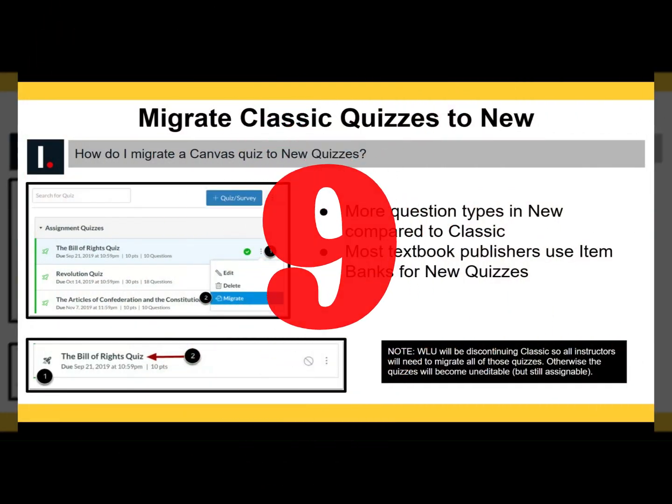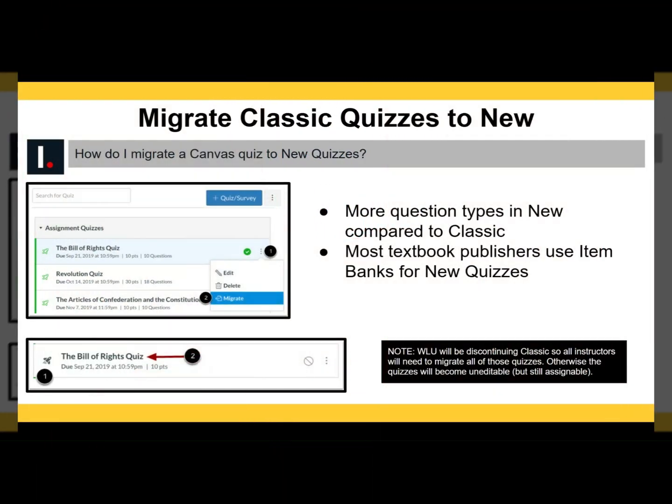Classic Quizzes is an older tool within Canvas that West Liberty University turned on solely for the import process from the Sakai LMS, since all new Canvas clients default to the new Quizzes tool. However, Canvas is planning to disconnect the Classic tool, so all West Liberty instructors will need to migrate any existing Classic quizzes. Quizzes that are not migrated will be assignable to students but cannot be edited. All approved online master courses have been migrated already.